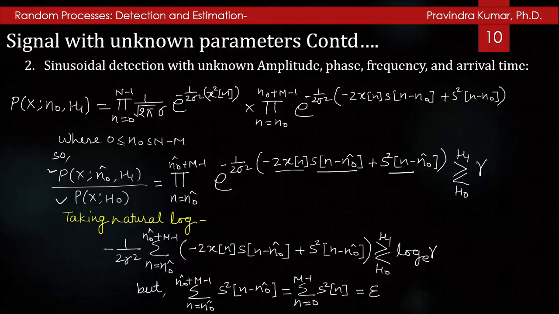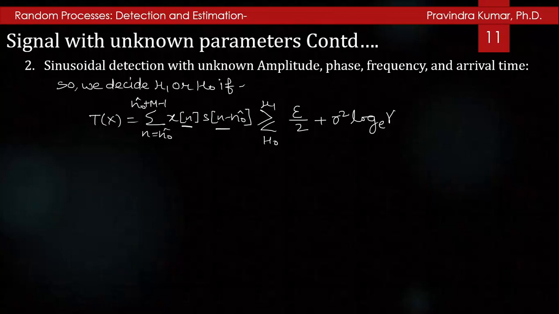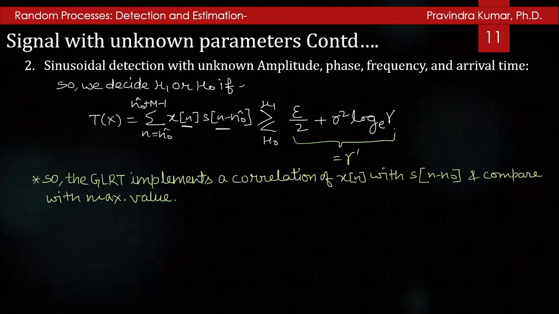is equal to the summation for n=0 to M minus 1 of s square[n], and it is the energy of the signal, epsilon. So the GLRT decides H1 or H0 if the test statistic T(x), the summation for n = n0 hat to n0 hat + M minus 1 of x[n] s[n - n0 hat], is greater than or less than epsilon by 2 plus sigma square log e gamma, and it is the new threshold value gamma dash. So the GLRT implements a correlation of x[n] with s[n - n0] and compares with the maximum value.